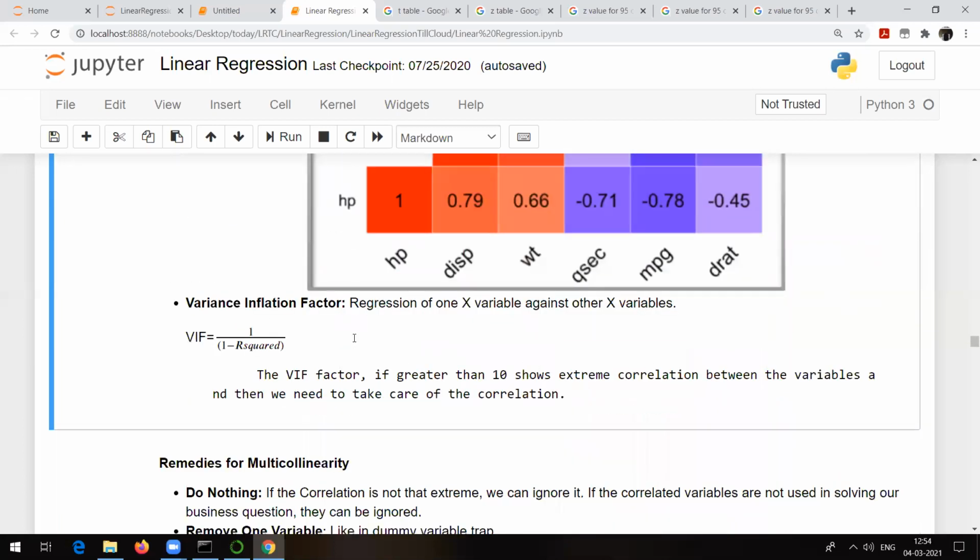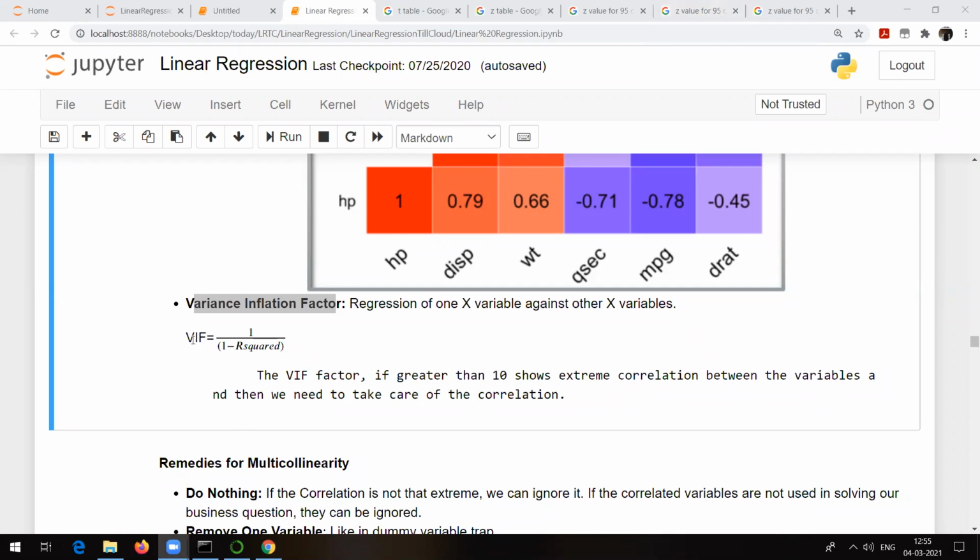Another way is something called the variance inflation factor, VIF. VIF is equal to 1 upon 1 minus r squared. So we are going to find the VIF value for each and every column in our data set. If the VIF value is greater than 5, it means there is a correlation. Instead of 10, just consider it as 5. This is the formula, but how to find it in Python, we'll talk about in the example itself, when we start implementing our project or application.